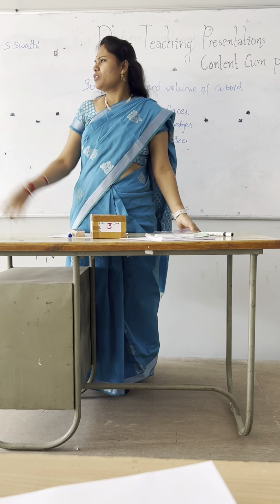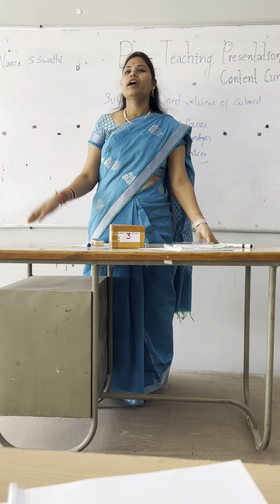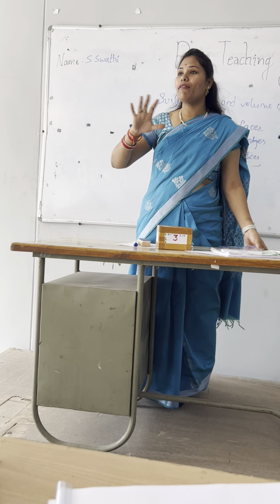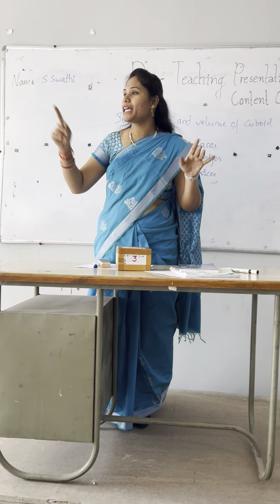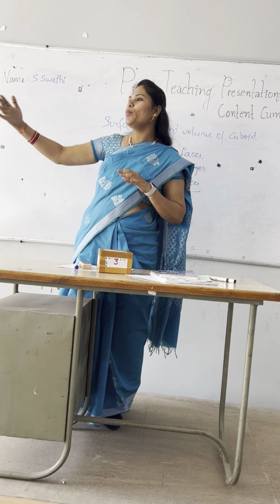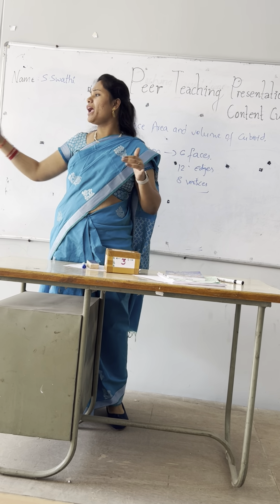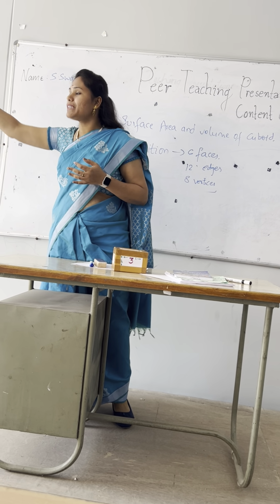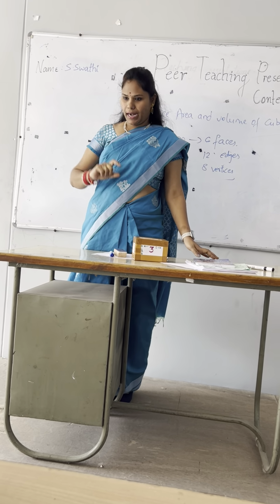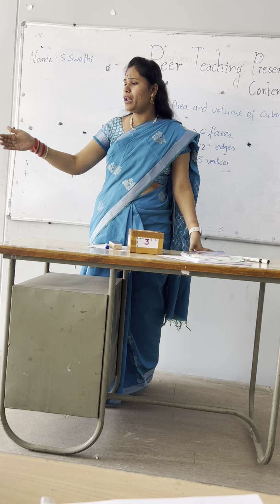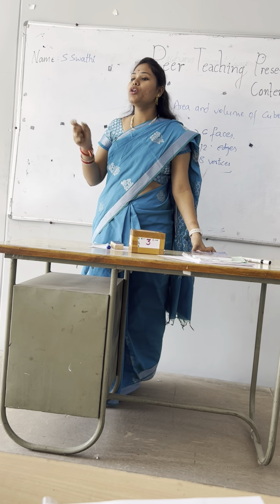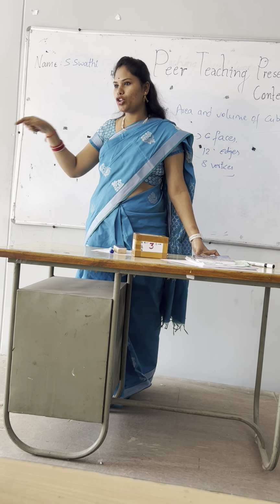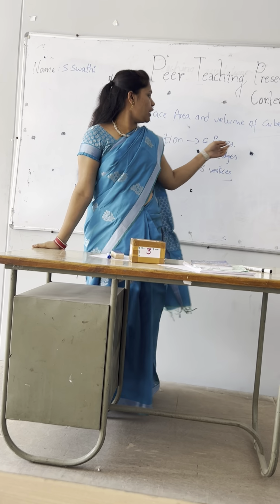Take the example of this room. If you want to paint a certain part of it, you have to know the total surface area of this room. Suppose you want to build something around your building, you should know the length, breadth and height in order to construct something near your building. And if you want to fill a swimming pool, you should know the volume, how much water you need to fill into the swimming pool. So we need to know the volume for it.